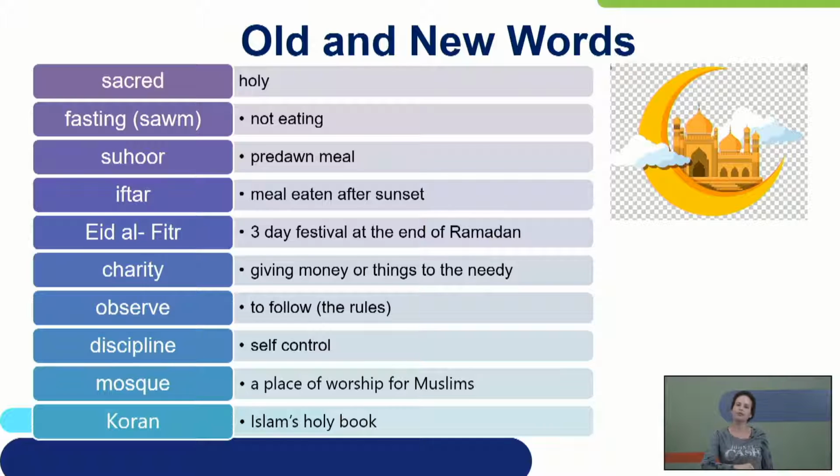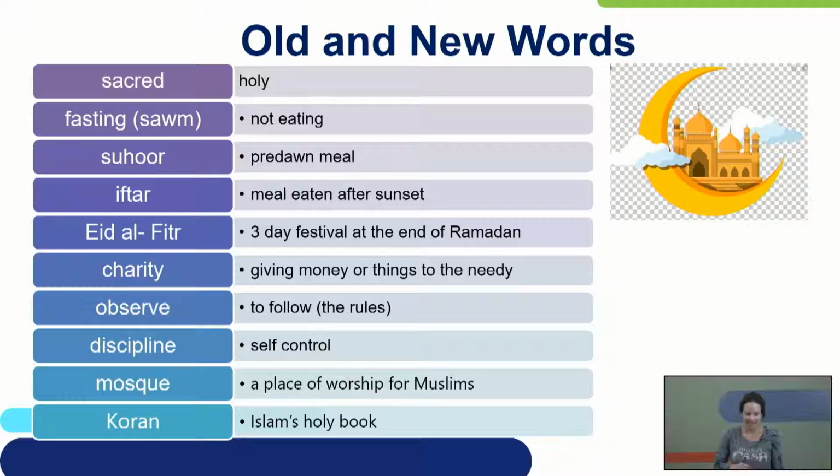Suhoor, that is the pre-dawn meal. That is the meal that you eat before the sun rises. It is usually a small meal, okay, with dates and apricots. Iftar, now this is the big meal, okay, that everybody eats together after the sun sets. If you remember, we talked about iftar.